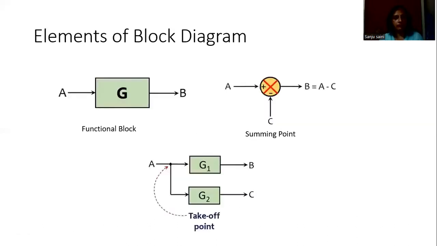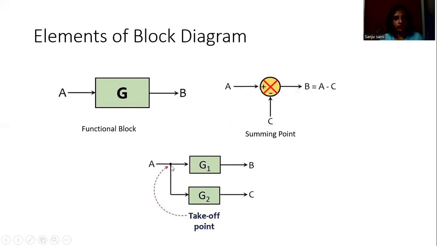So what are the elements of the block diagram? First is the functional block that we have shown over here, like the block diagram of the system transfer function, block diagram of the feedback link. So this is the function block diagram. Then there can be a summing point like a comparator that we have represented with the help of this symbol. So here A is fed as positive, C is fed as negative. Here we can change the sign also. This positive can be changed to negative, negative can be changed to positive. So the output can be varied as per our requirement.